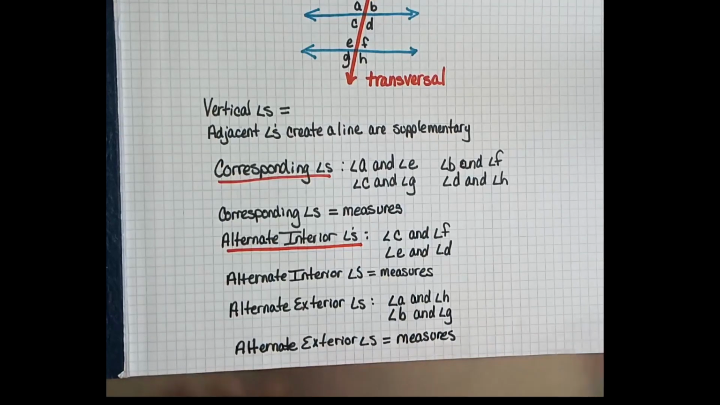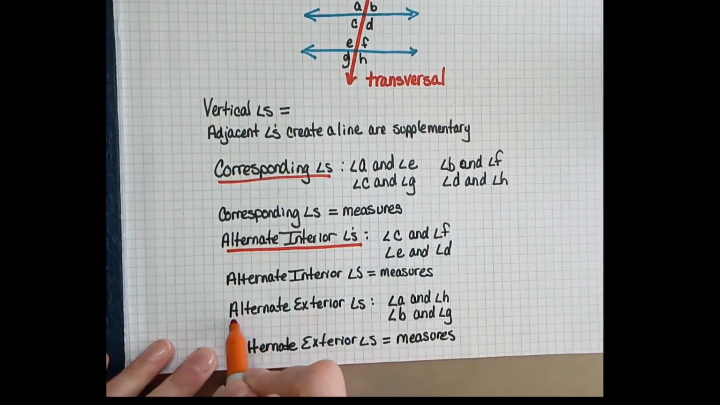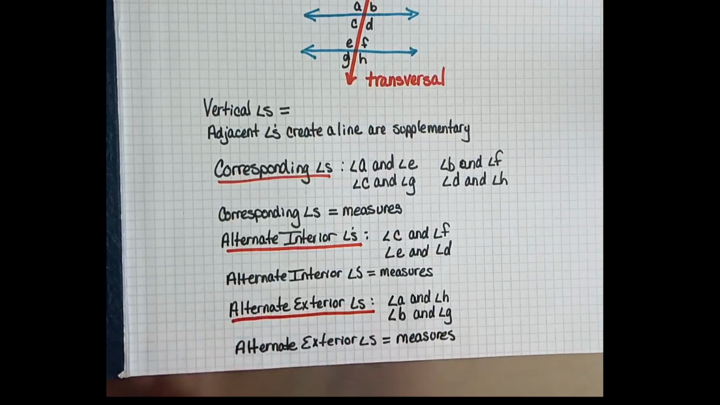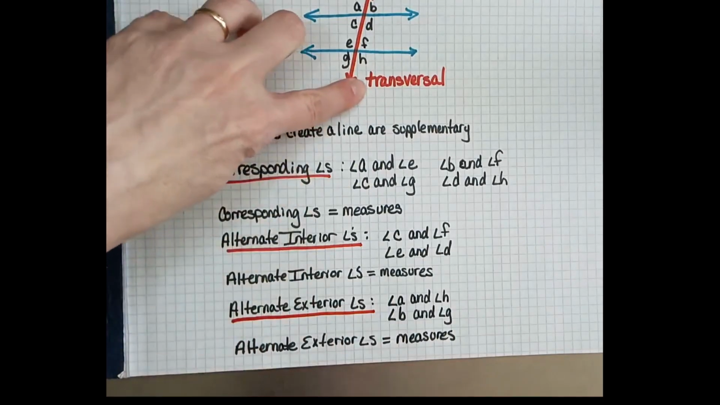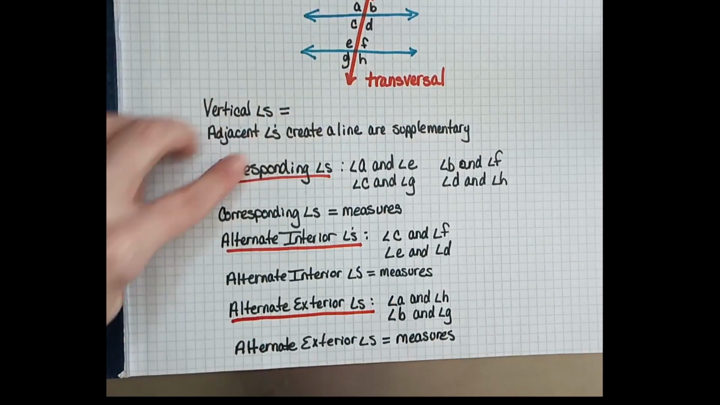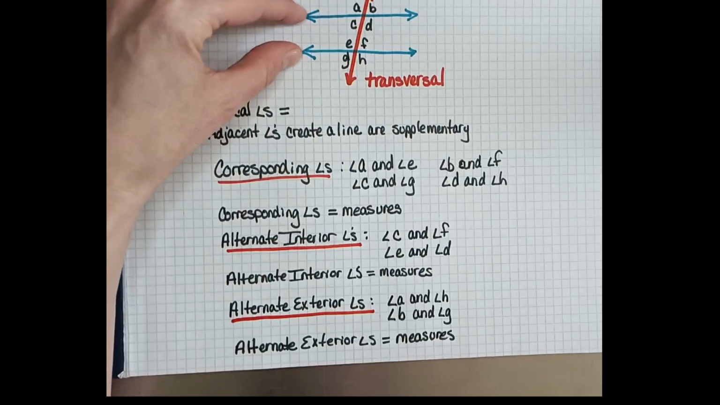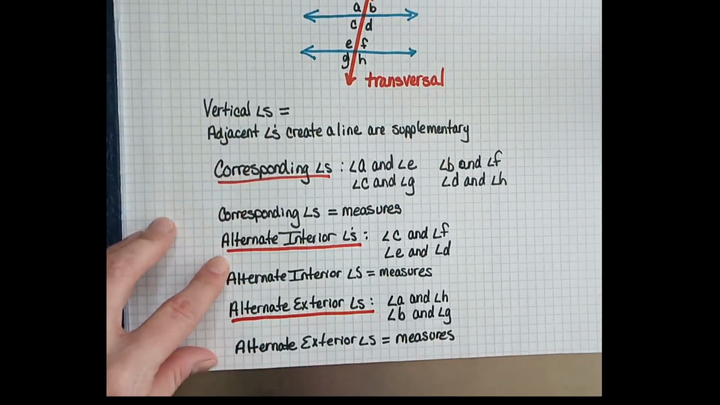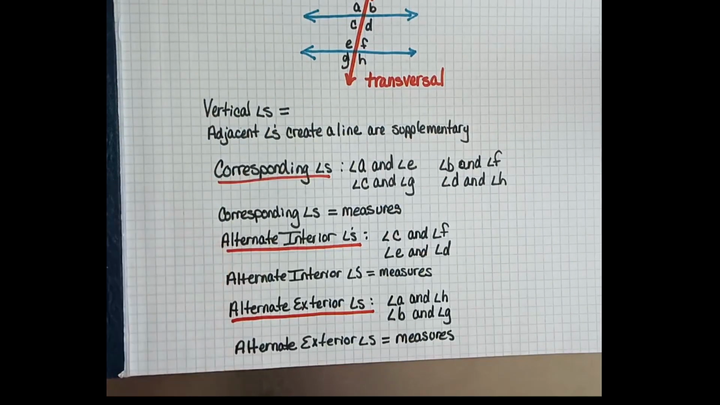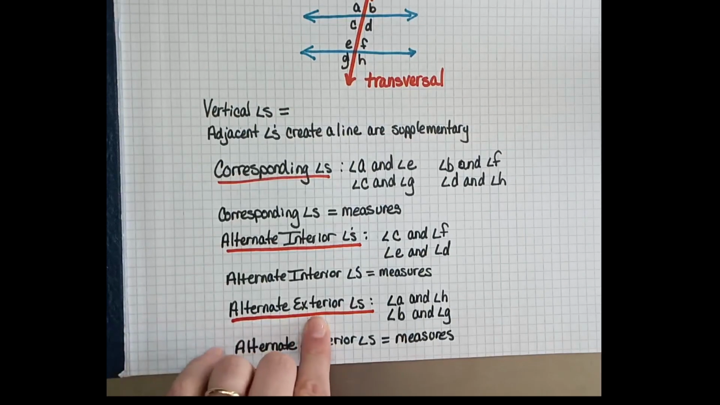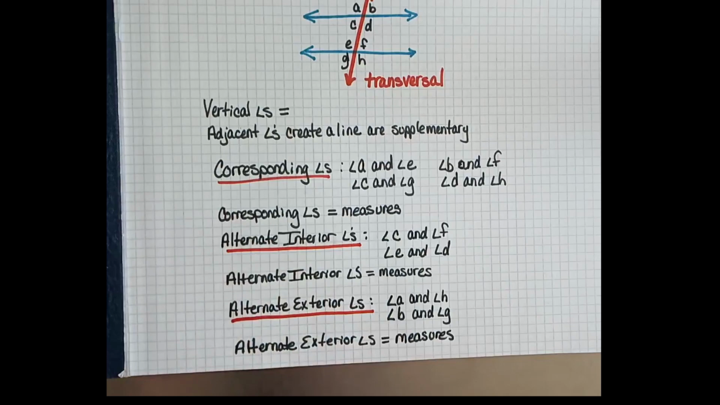Okay, so we learned some new things. Actually, we learned 4 new terms today. We learned transversal, that's the line that cuts the parallel lines. Corresponding angles, that means they're in the same location with regard to the parallel lines and the transversal. Alternate interior means they alternate either side of the transversal inside the parallel lines, and alternate exterior, alternating the transversal but on the outside of those parallel lines.